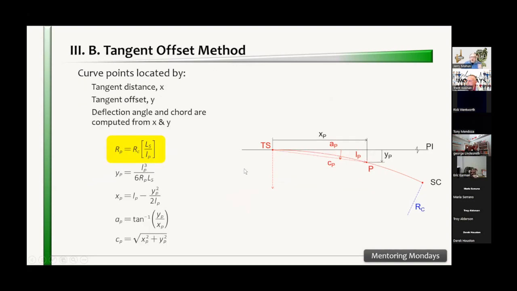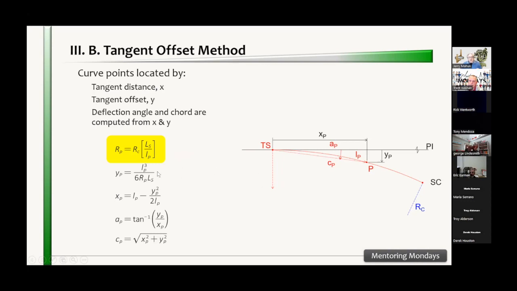The tangent offset method is slightly different. It's what I like to say is exactly the same, except it's totally different. In that, instead of computing directly using a direct angle and distance from the TS like we did with the approximate method, it computes a tangent distance and a tangent offset. And from the tangent distance to the tangent offset, it computes the angle and the distance.